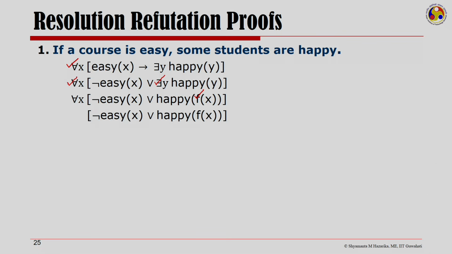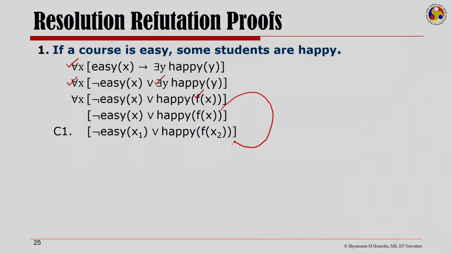Now, we are in a position to move it to a prenex form, and we have our first clause which says not easy(x1) or happy(f(x2)). It is important to realize that while coming from this to this clausal form, we have replaced every variable with a new variable that is not occurring anywhere else.